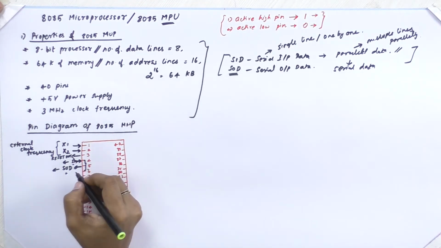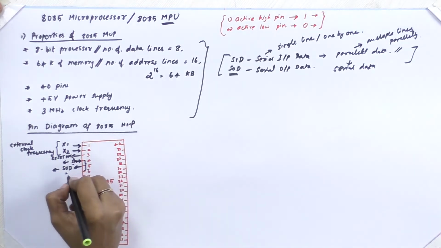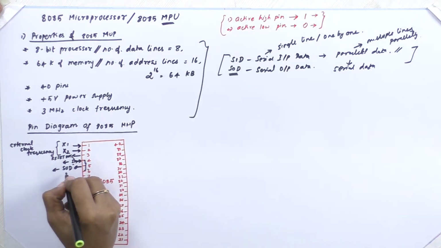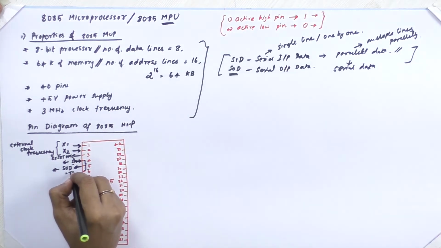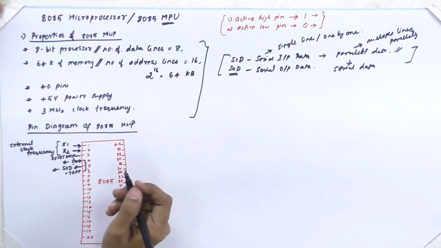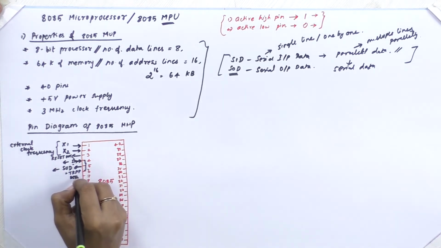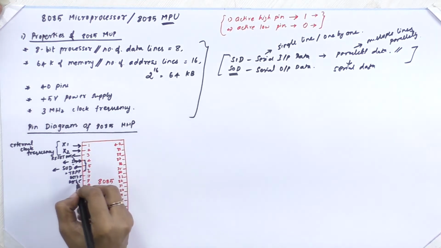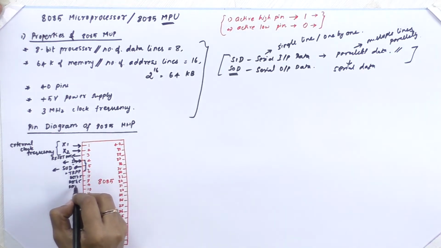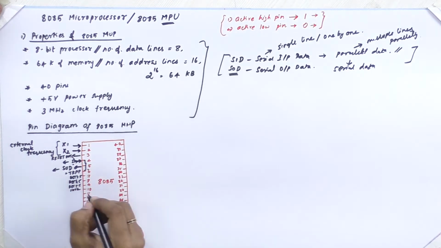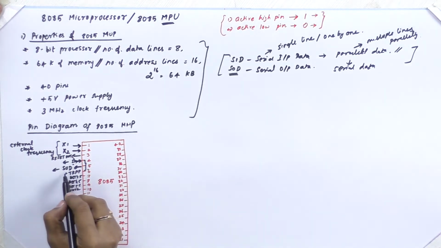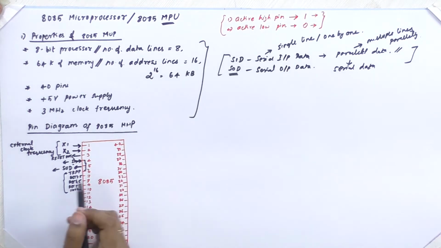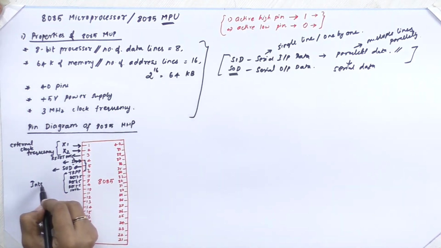Next, from pin 6, let's start with the interrupt pins. They are called interrupt pins. The first interrupt pin is called TRAP, then RST 7.5, next RST 6.5, then RST 5.5, and then the 10th pin is INTR interrupt. These are the 5 types of interrupt pins.